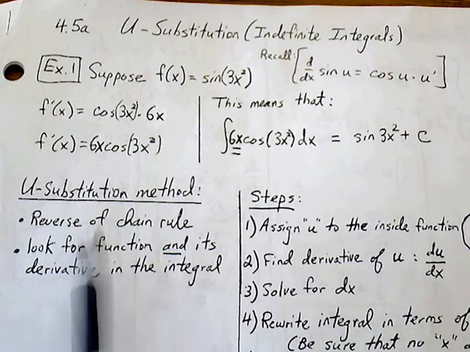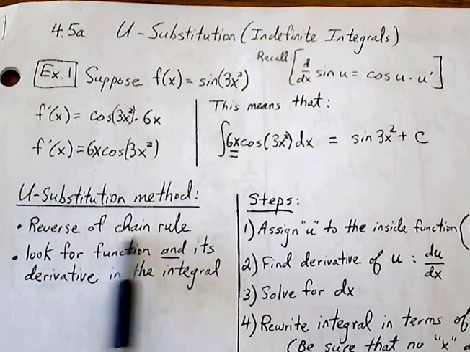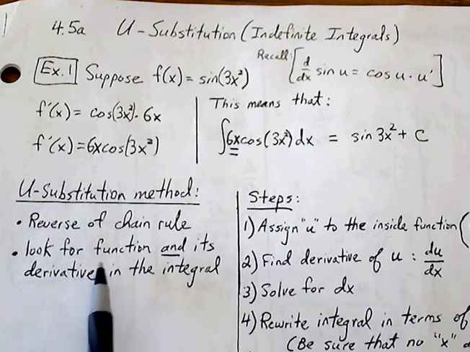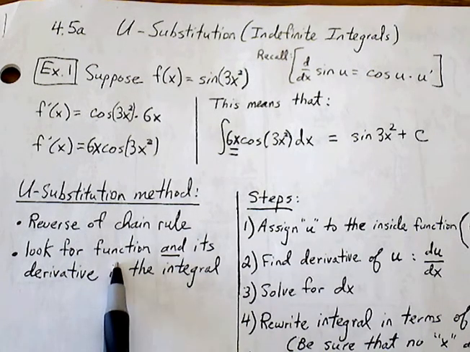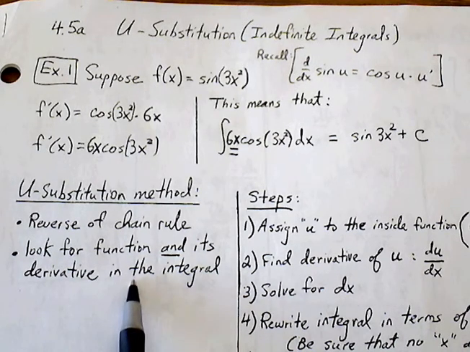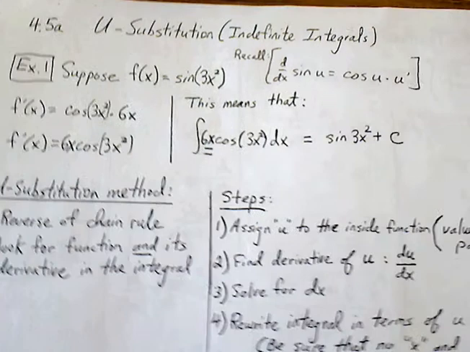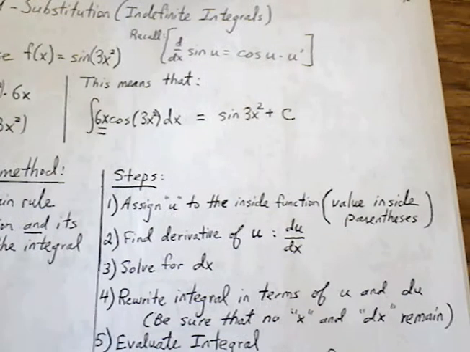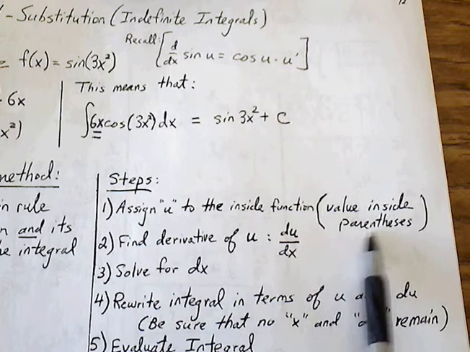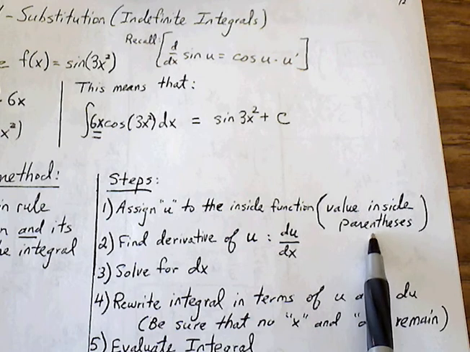We can think of the U-substitution method as the reverse of the chain rule for derivatives. The idea is that we want to look for a particular function and its derivative in the integral problem. Let me go through the steps. First, we want to assign the u value to the inside function. Usually, we want to start by looking at the value inside the parentheses.